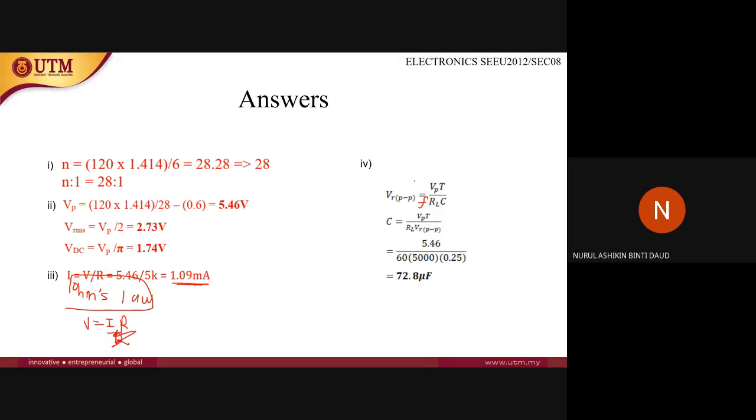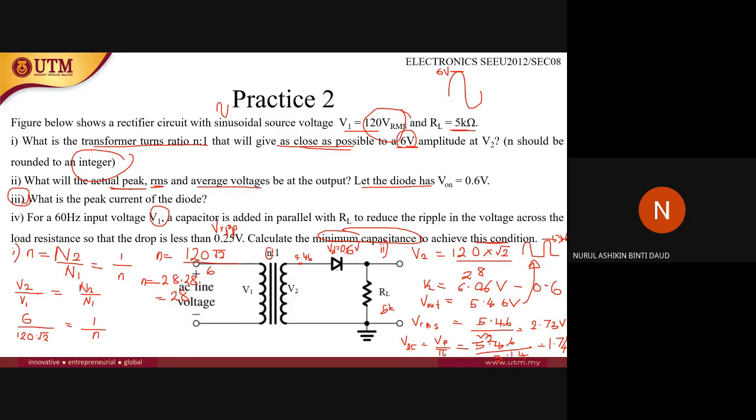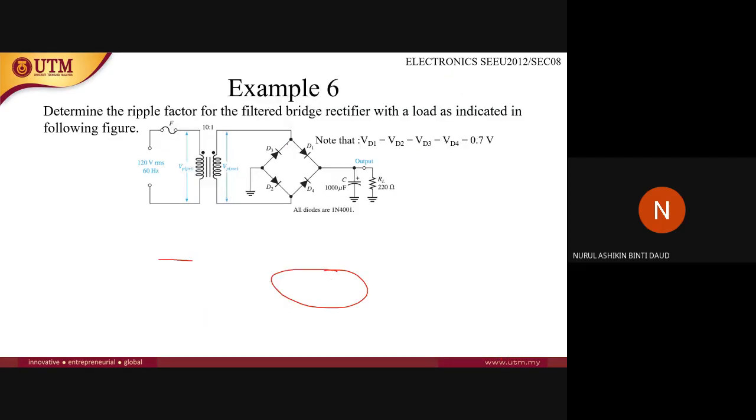This is the formula, VP times T here. T here is 1 over F. So for the frequency, why is it not 2? Because you have to be careful with this rectifier. The voltage is only one times compared to just now. For the bridge, there are 2 diodes forward biased at the same time, so the current is flowing 2 times inside here. That's why it is times 2.